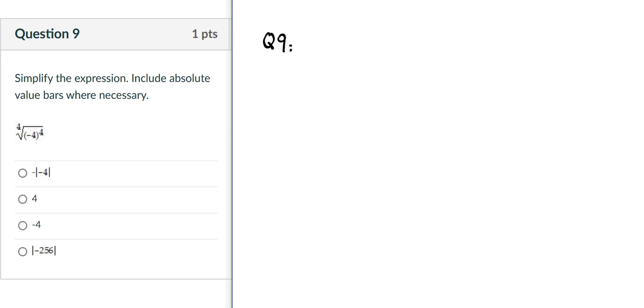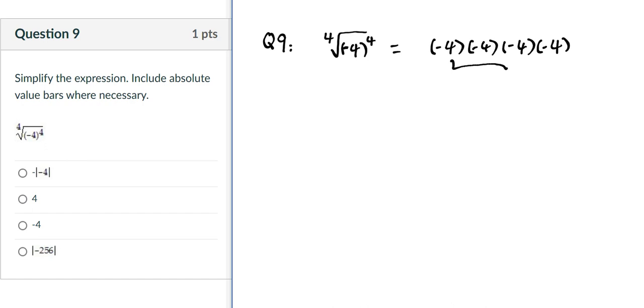Now, let's look at question 9. We want to find out the fourth root of negative 4 to the fourth power. And we know that negative 4 to the fourth power is negative 4 times negative 4, times negative 4, times negative 4, four times. And then you choose the fourth root.